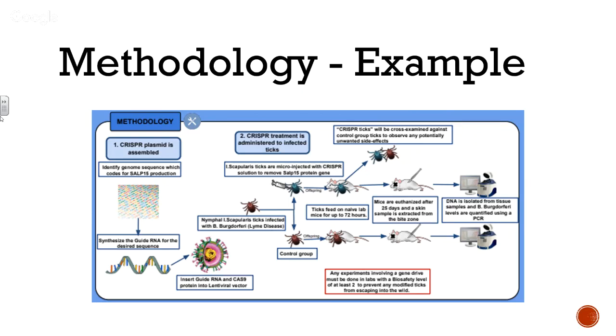Then we allow the offspring of the gene-edited ticks to feed on mice. This model is obviously an in vivo model. We allow those ticks to feed on mice, and then we analyze the tissue from the bite area to see if there are still levels of the Lyme disease bacteria in the ticks that we edited and from which we removed the SLP coding gene. Then we compare both groups to see if there was a difference between the two. So that was our methodology. Do you guys have any questions regarding that?